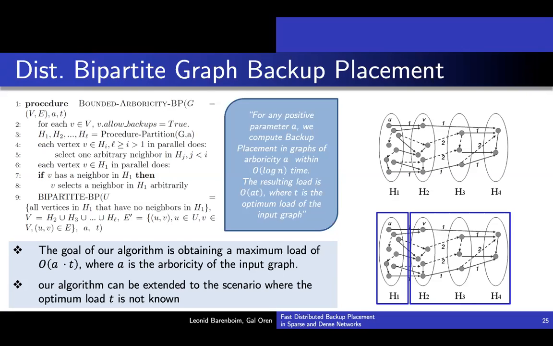So what can we do? We can use our algorithm for backup placement in bipartite graphs, as you can see in the bottom diagram. We denote as U all of the vertices in H1 that have no neighbors in H1, and as V, all of the neighbors they have in all of the other sets. Finally, the vertices that are neither in U nor in V belong to H1 and have neighbors in H1. Select arbitrary neighbors in H1 for backup placement, and that's it.